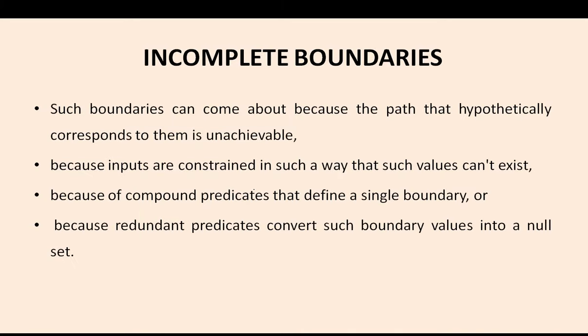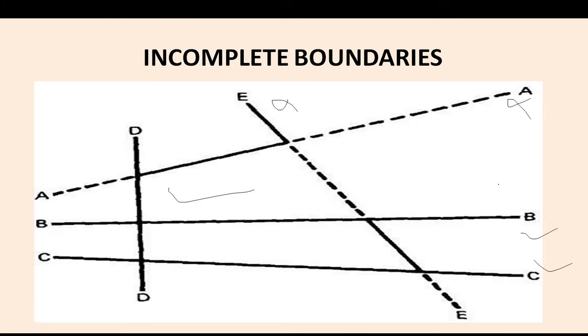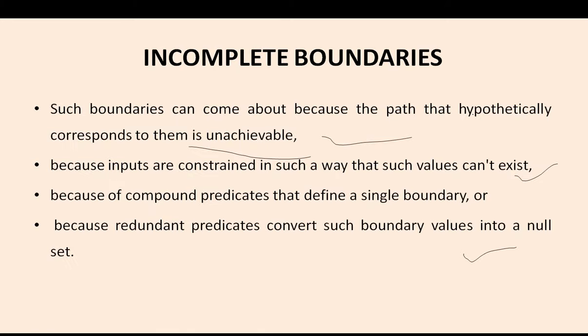Such boundaries can come about because the path that hypothetically corresponds to them is unachievable. So one property of incomplete boundaries is that the path is unachievable, and inputs are constrained in such a way that such values can't exist. Whatever values we define for such domains do not exist because of incompleteness. Also, compound predicates that define a single boundary, or redundant predicates, convert such boundary values into a null set. That means sometimes we may have null values in between, or the values do not exist. These are the various properties of incomplete boundaries.